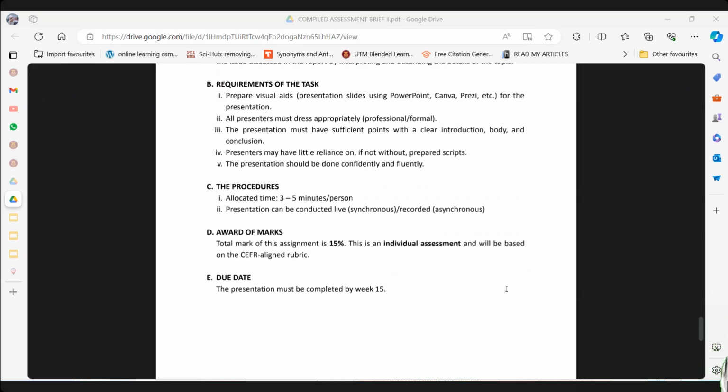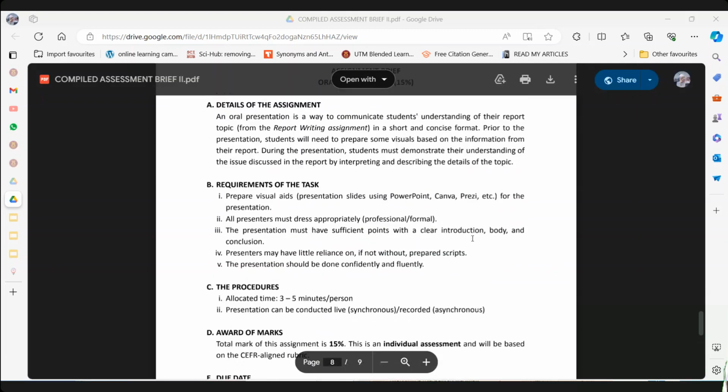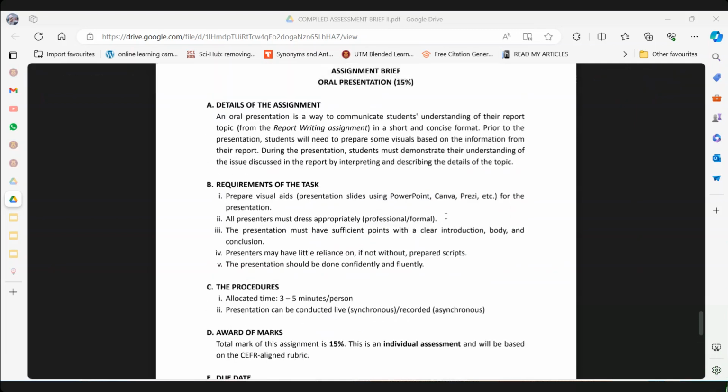Now, the assignment is 50%. The presentation will be in week 15. Two of the classes will be on the 23rd June, and one of the classes, the FKE people, will be on the 24th June. So that is the compiled assessment brief.